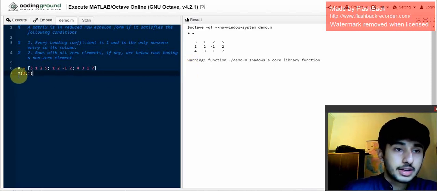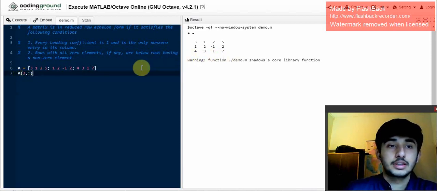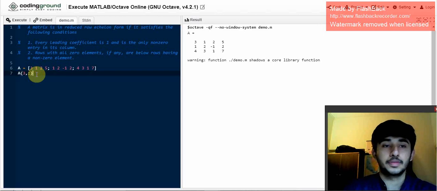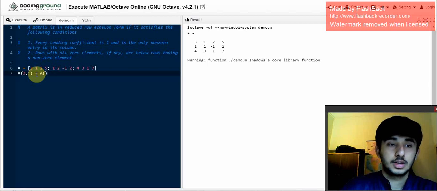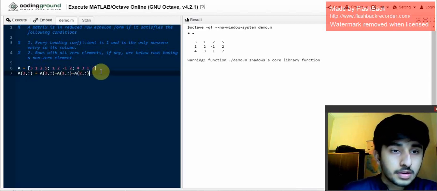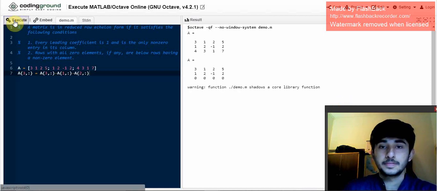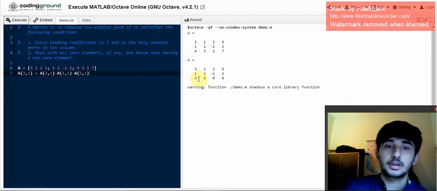What I've written here, A3, refers to the entire third row. If I were to write any other number here, it would mean the third row and first column. Now I'm simply referring to the entire third row. So I'm doing a row operation here, and I'm going to convert the third row to third row minus the first row minus the second row. Okay, let's execute and see. As we expected, the third row has become composed of all zeros now. Let's move on to the next step.